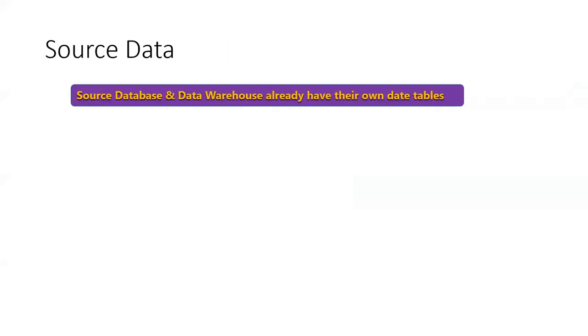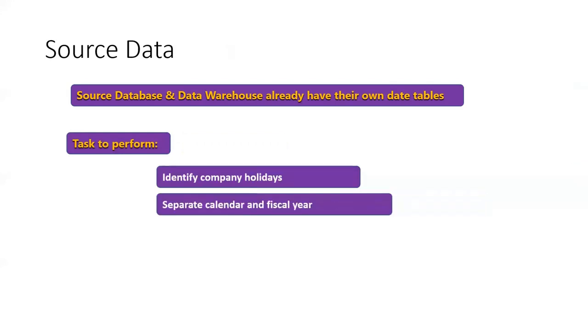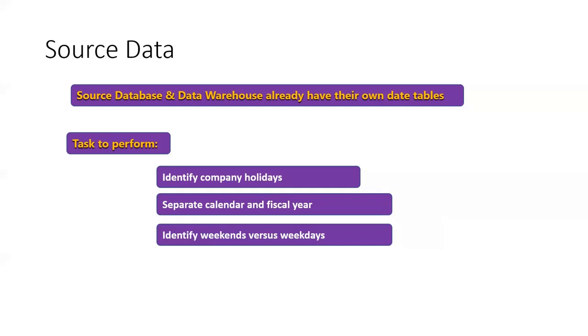Now, source data is something we are going to connect to, and source data means it can have its own date tables, and we can just take those particular date tables and identify company holidays, separate calendar and fiscal year, identify weekends versus weekdays. Whenever any date table comes, it is all related to the financial years. So that we also need to identify.